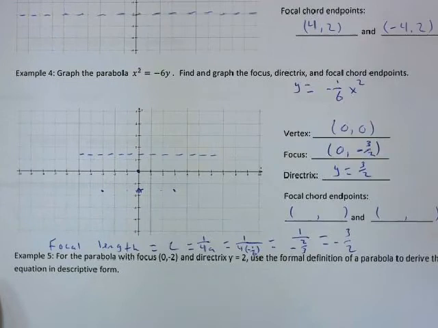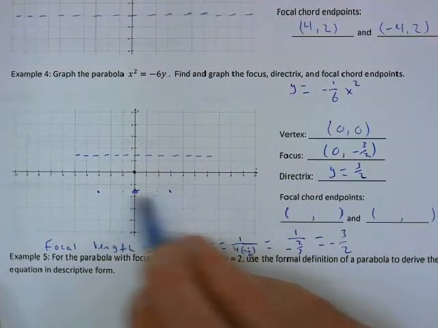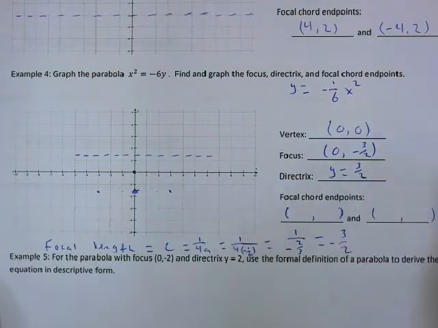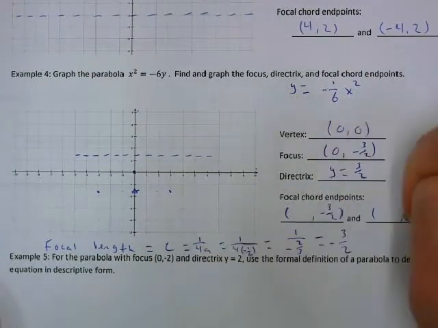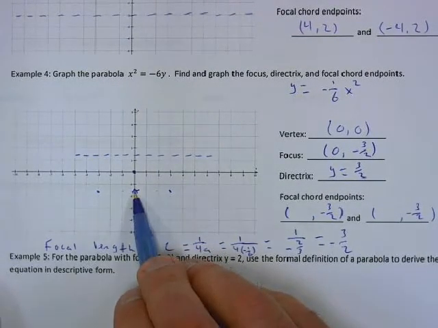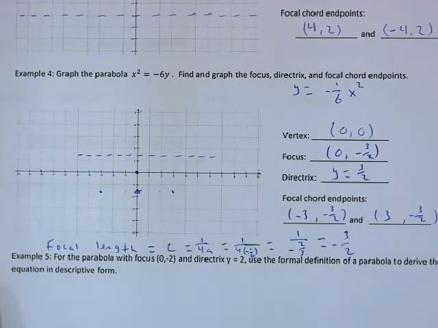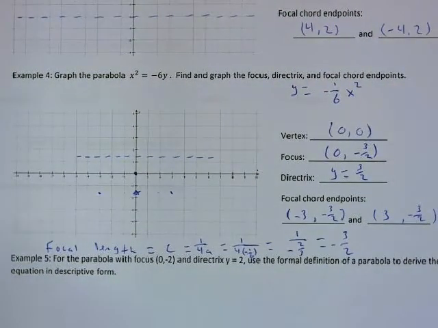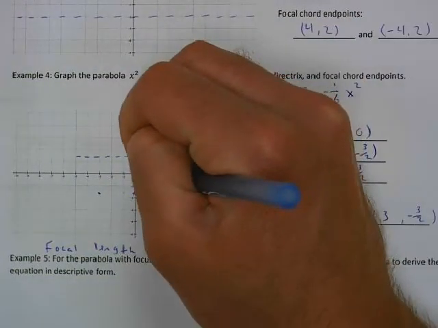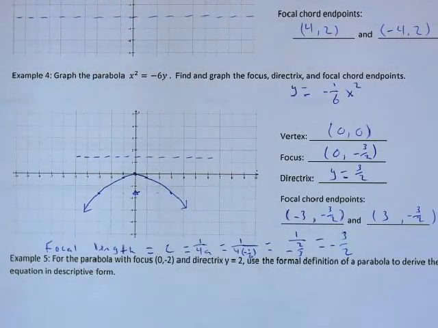So those are going to be at what? Now, like I said earlier, your focal chord endpoints are always going to share either an x value or a y value with your focus. These have the same height as my focus, so then they're going to have a y value of negative 3 over 2. And then how far left and right did I go from an x value of 0 to get here and here? Well, I went left 3 and right 3. So negative 3 comma negative 3 over 2 and positive 3 comma negative 3 over 2. Those are going to be the coordinates of our focal chord endpoints. And then finally, we can do a quick sketch of our parabola. It's going to look something about like that.